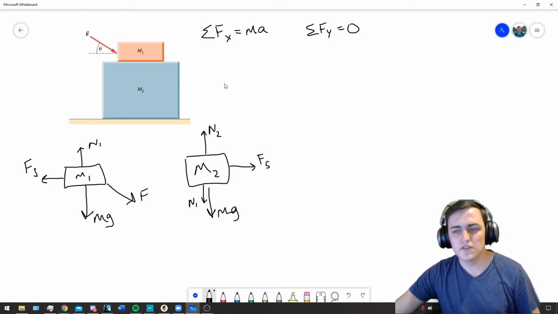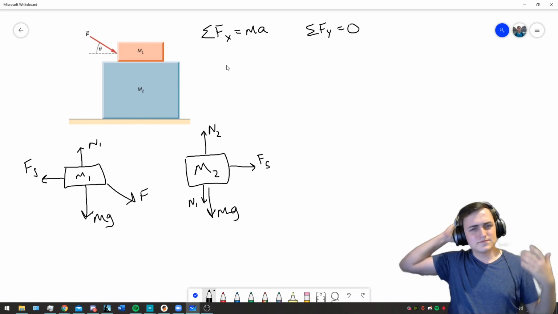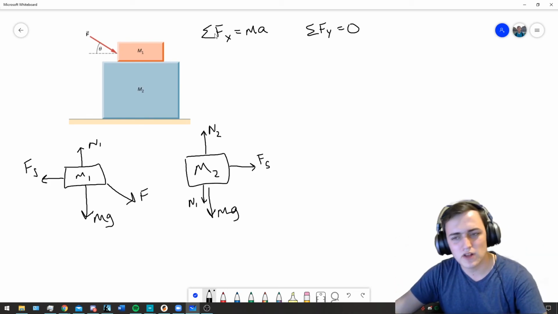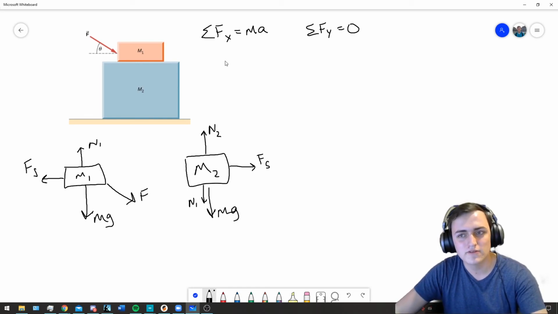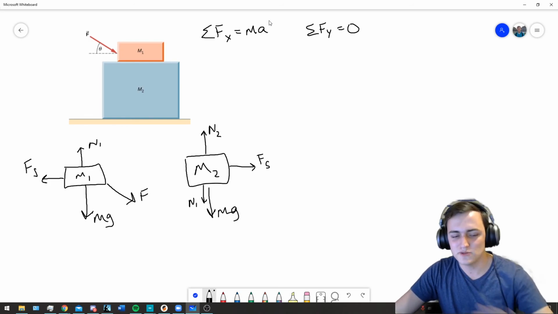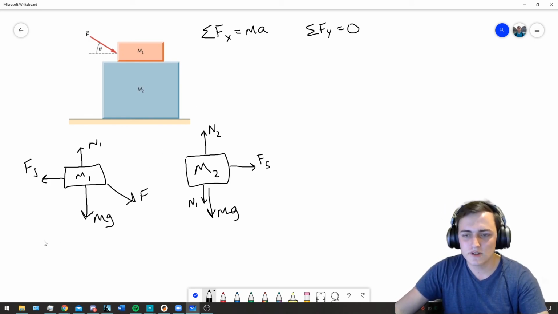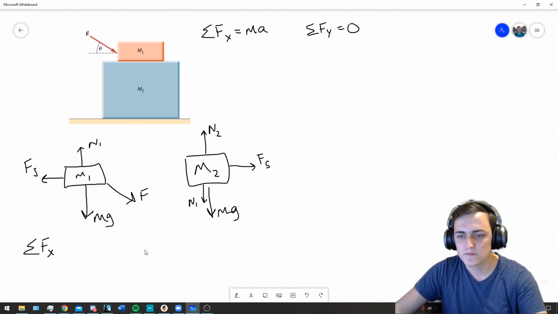The other thing to acknowledge is acceleration is constant, right? We have to accelerate the blocks together at the same rate, otherwise one of them is going to fall off, kind of thing. So we know we just have one a. We're not going to say a1 and a2, we're just going to say a. So let's look at the net force in the x direction first.